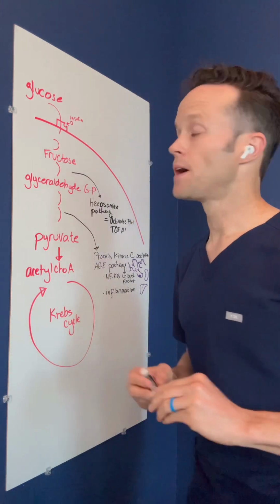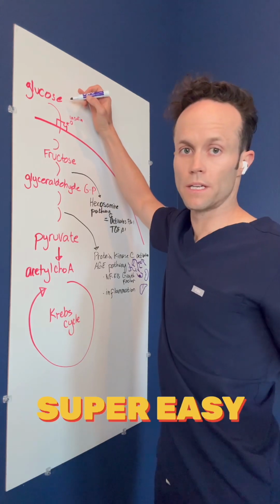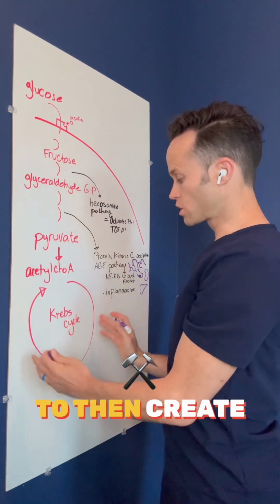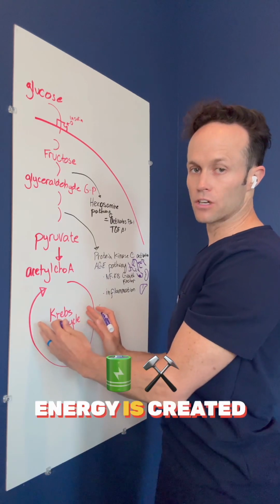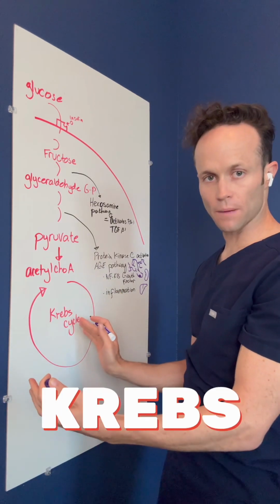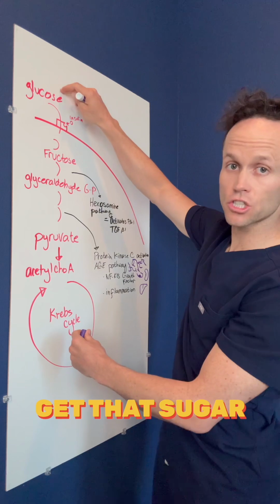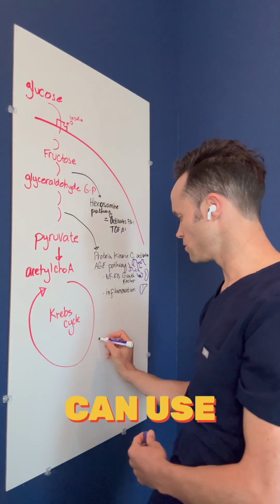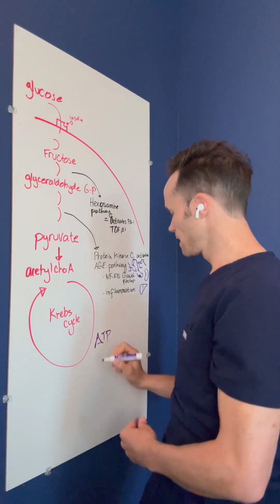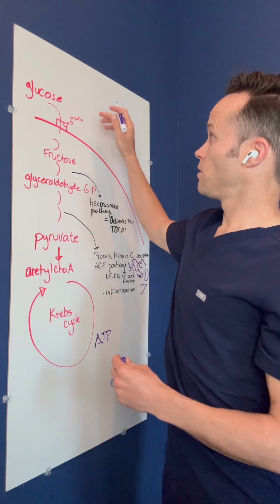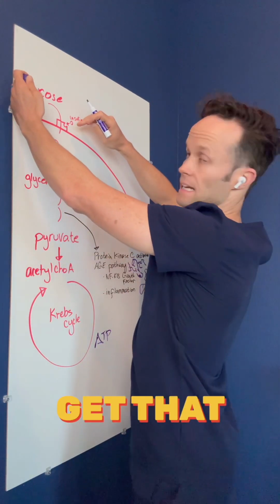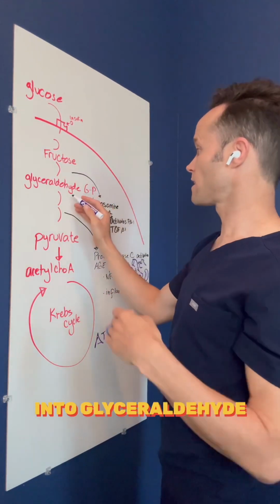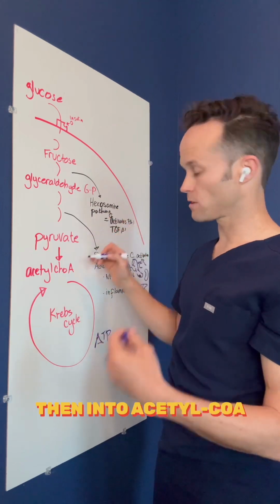So first, here, glucose. Super easy. Sugar, right? We ate it. It needs to get into the cell to then create energy. Energy is created by a huge process called the Krebs cycle. But you've got to get that sugar all the way down here to actually create energy that the body can use. That's called ATP. Okay? So we need insulin. Get that insulin connected, and the glucose goes down. Glucose changes into fructose, which then changes into glyceraldehyde 6P, has a couple others, then into pyruvate, then into acetyl-CoA, then goes through the Krebs cycle.